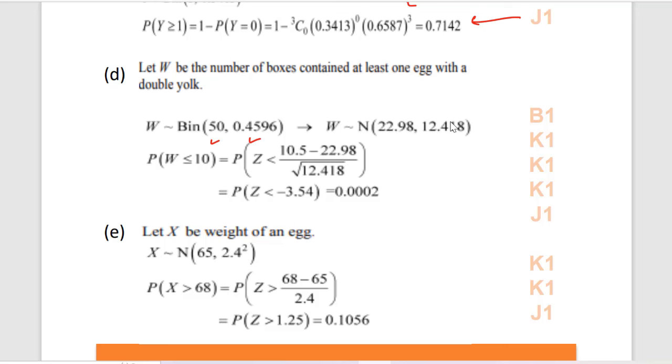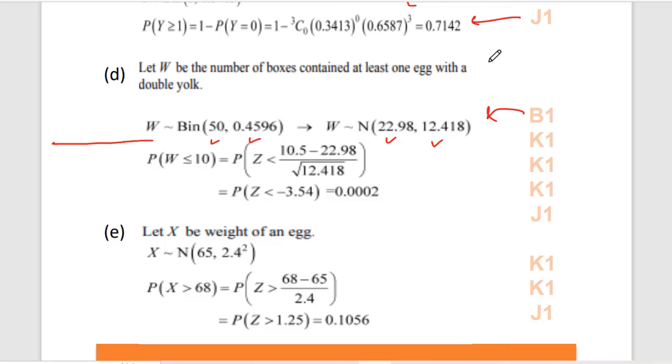Okay, awak kena dapatkan mean dan juga variance. So, nak dapatkan mean, okay, kita darabkan N dengan P. So, dapat 22.98. And then untuk dapatkan variance, kita buat N darab P darab dengan Q. So, dapat 12.418. So, ini boleh dapat B1. Okay, and then next step. Okay, apa next step? Next step, okay, bila kita tukarkan daripada binomial kepada normal, kita mesti buat continuity correction. So, awak kena buat continuity correction.